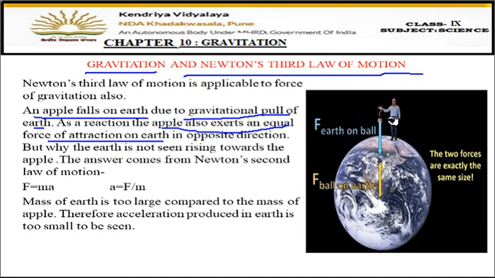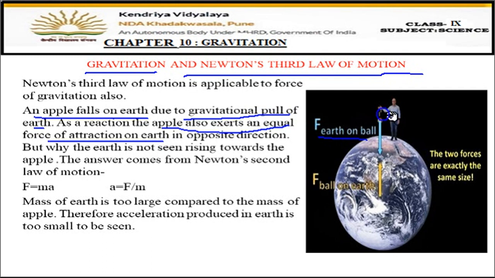Fine. So suppose here is the apple, the man is holding the apple and it is falling down. So why is it falling down? It is falling down due to the force exerted by earth on it. Suppose here it's a ball or an apple, whatever you consider it. Why is it falling down? Due to the force applied by the earth. Okay. And now earth is also pulled towards this object.